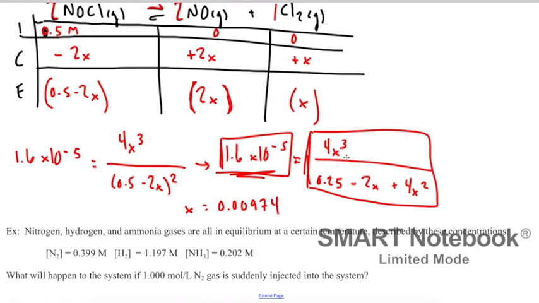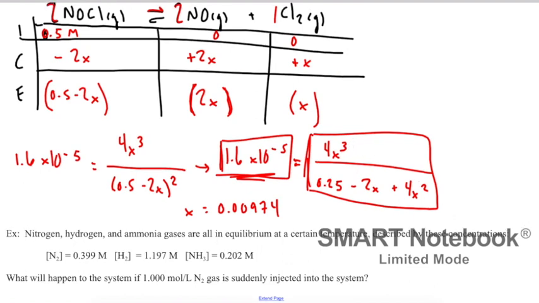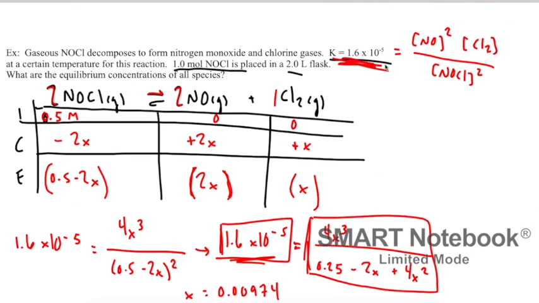That was a big pain in the butt. I don't want to have to do that. This cubic thing freaks me out. So what I notice with this question is that this k value is really tiny. It's really, really small. So 1.6 times 10 to the negative fifth, that's 0.0000016. That is like 1/100,000th almost. So that's incredibly tiny.